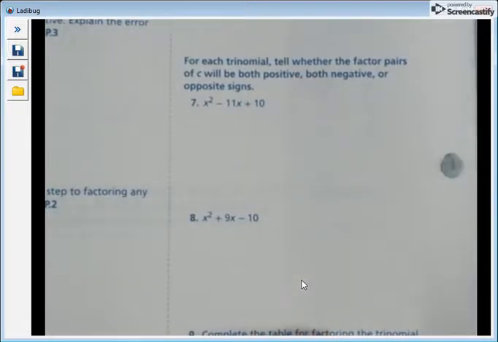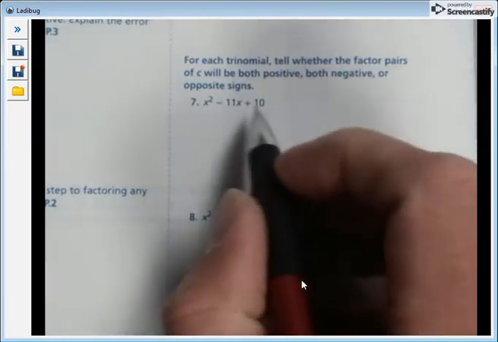Hey guys, it's Mr. Mock, and I wanted to go over how to factor a trinomial with you.